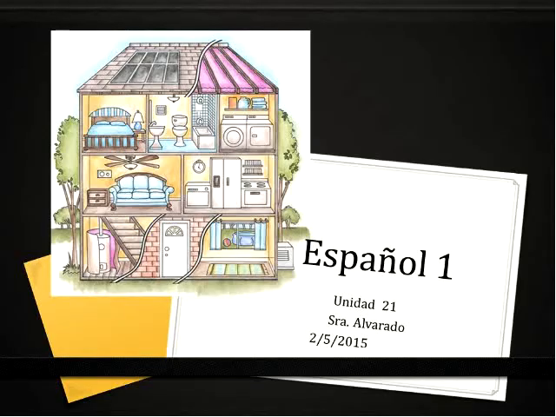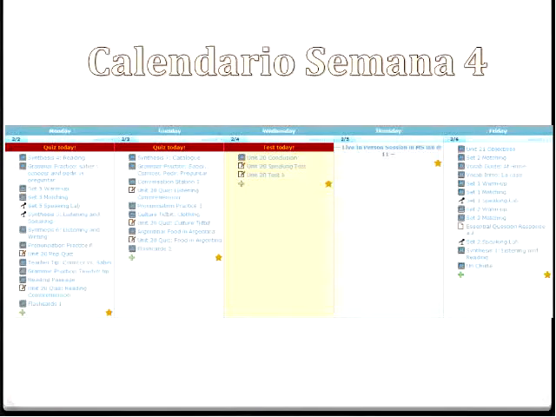Okay, welcome Spanish 1. This is Unit 21. We are getting a preview today. Here is our calendar for week 4. So on Friday you're going to start your new unit, and that's what I'm going to focus on today, the vocabulary and the grammar.